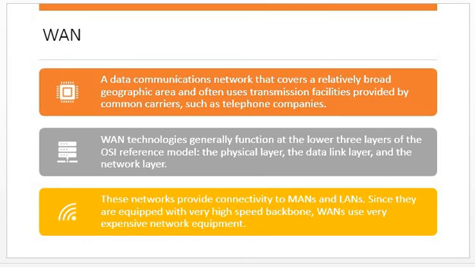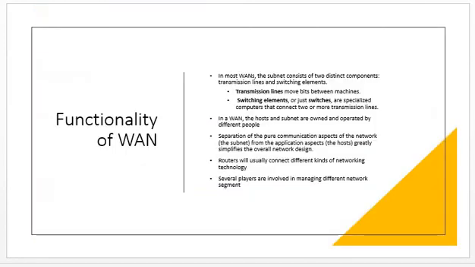And their main characteristics, or their keys, are the high-speed backbone they use, be it fiber or any other high-speed connectivity media. So most wide area networks consist of 2 distinct components that define their functionality, which are the transmission line that moves the data between the various machines that are connected in the network, and the switching elements. These are the specialized computers or devices that connect 2 or more transmission lines.